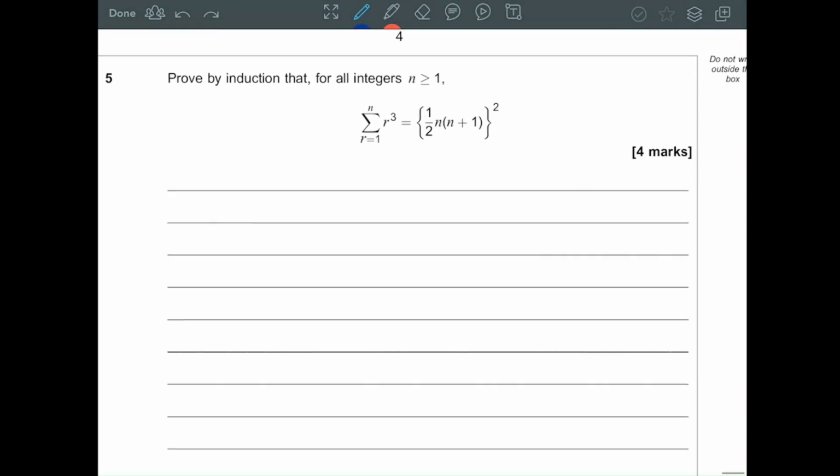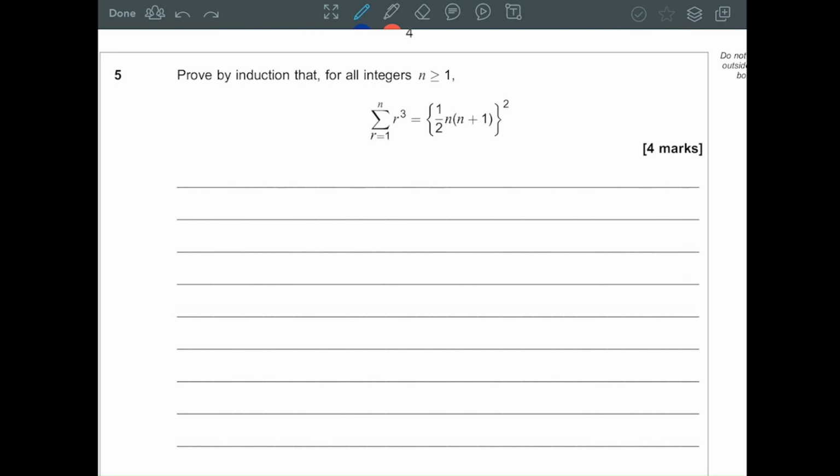Into our actual questions, the multiple choice have been ticked off very quickly. Prove by induction that for all integers, the sum of the cubes is given by that formula. Okay, so I'm going to call this statement Sn, just so I can refer to it slightly easier later on. And let's do our base case.